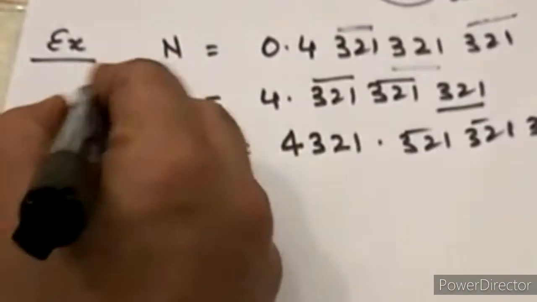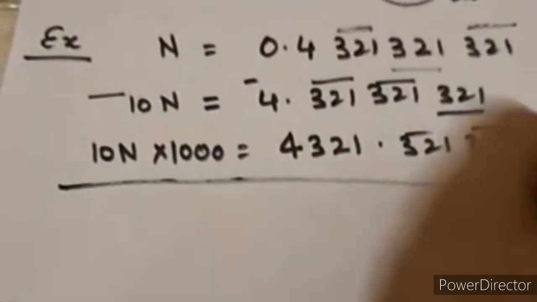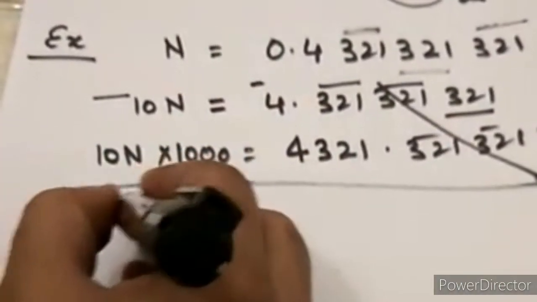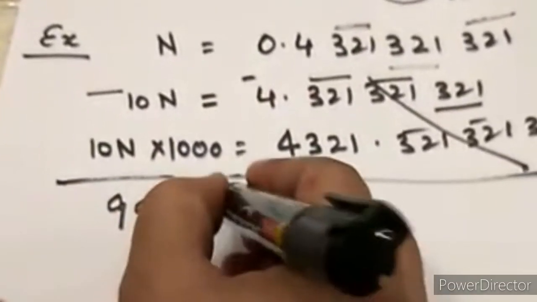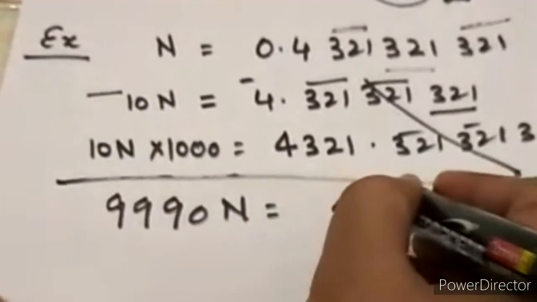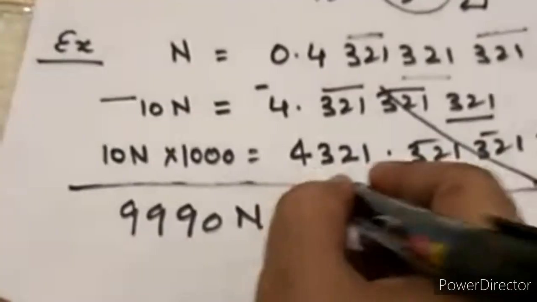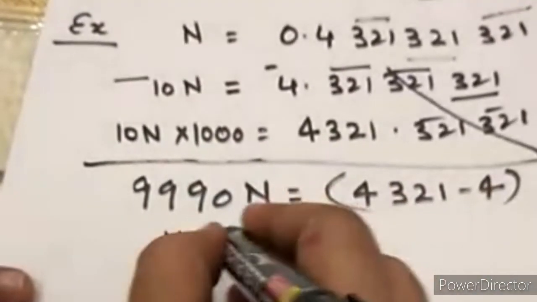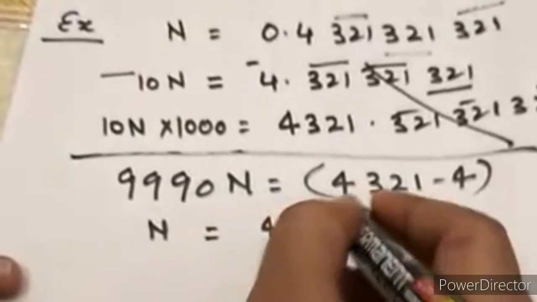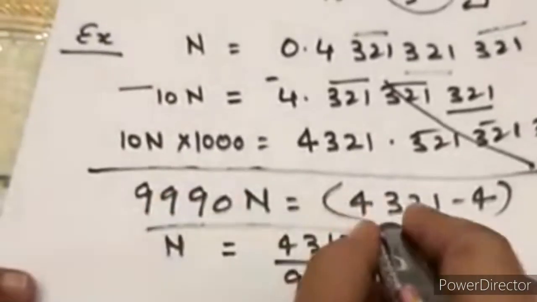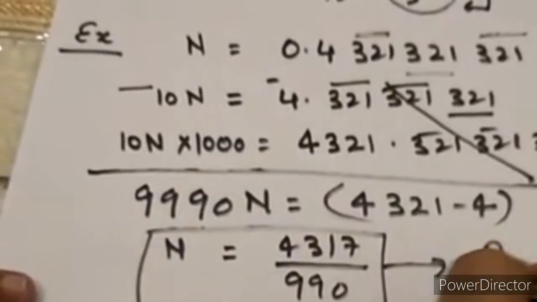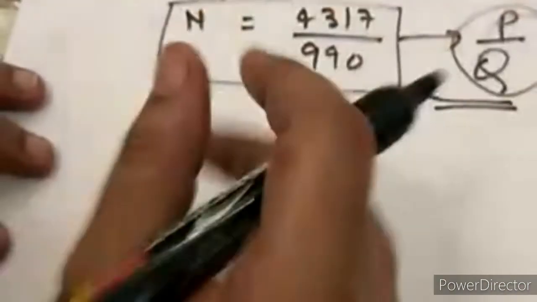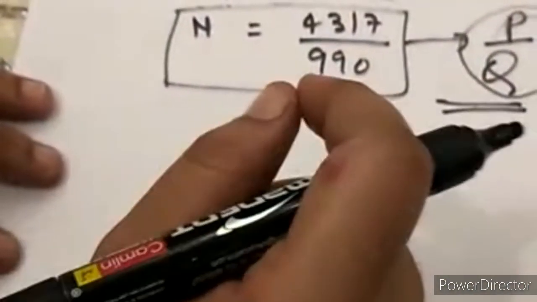Okay, now what will we do? We will simply subtract. On subtraction, the right hand side will become 0. What will we get here? It's simply 1000 minus 10. This is the P by Q form. Friends, this is the classic approach. If you don't have time, then you need to pay a little attention to get this number.